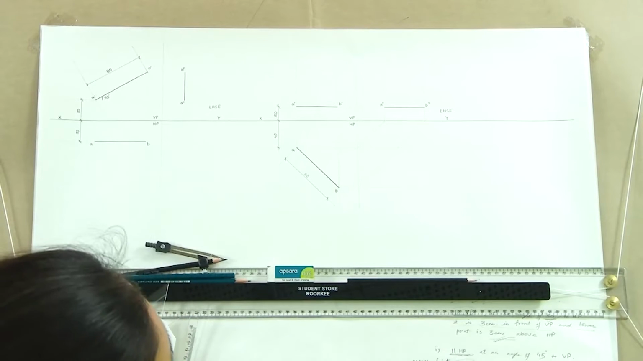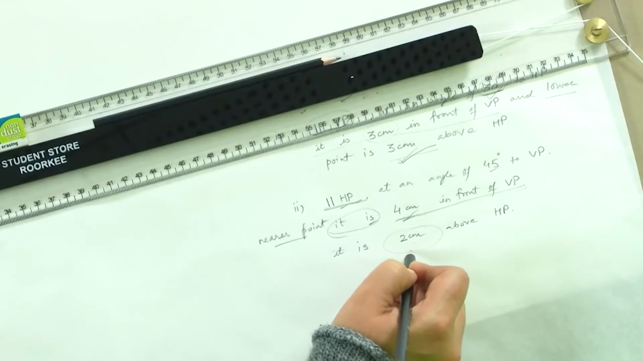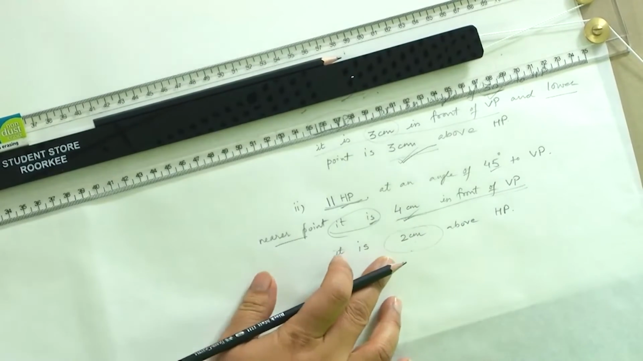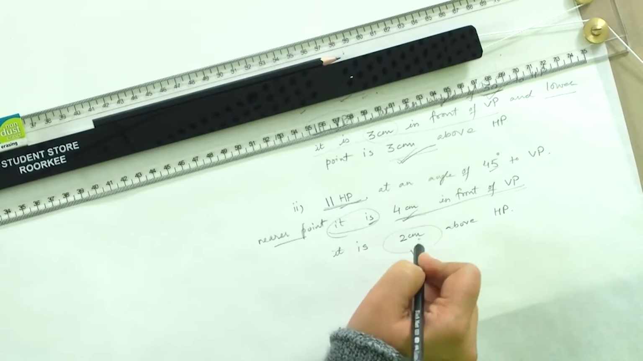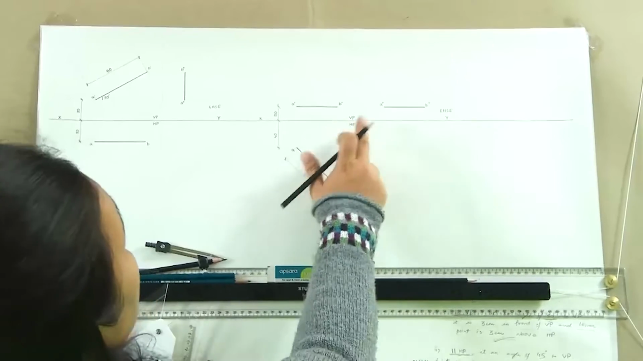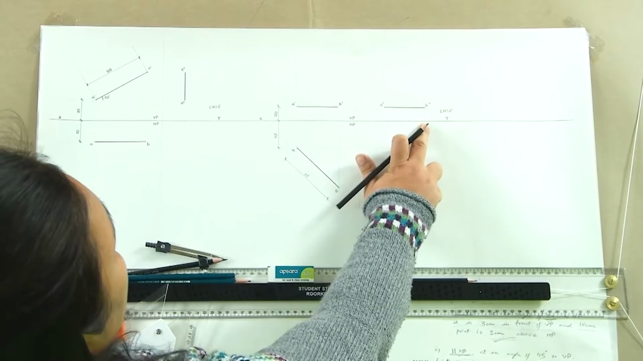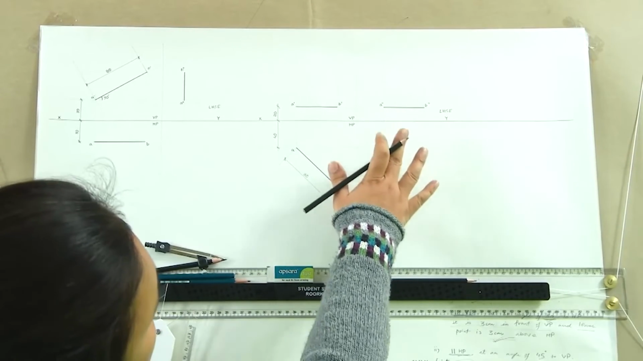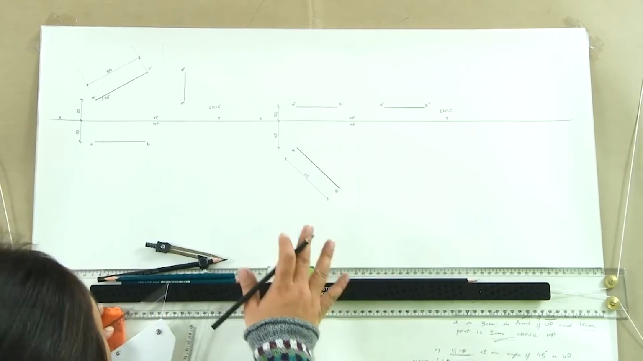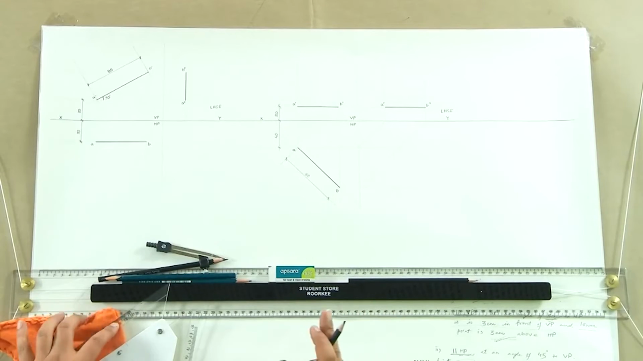It is 4 centimeter in front of VP. The only thing that changed was it is 2 centimeter above HP. So, instead of 2 centimeter above HP, it is now contained in HP, which means it is at 0 distance from HP, and hence this becomes 0 and the line merges here. In this case, even the side view changes and the side view line also merges with the reference line because it is in HP. So, that is how we would be drawing the projections of inclined lines.